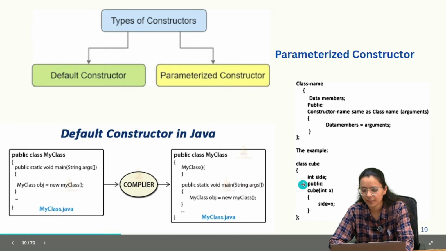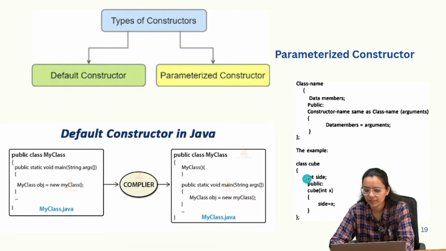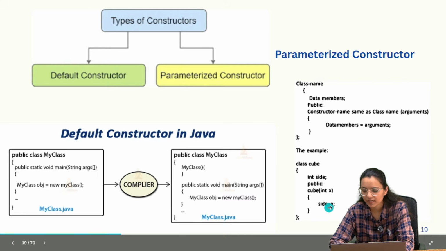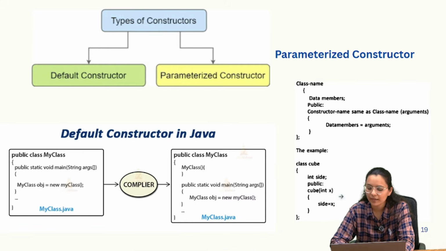So here we will write one example. Class Cube, curly bracket open, here we write int side, where int is the data type and side is the variable. Public Cube(int x), and here we will write side = x. So Cube(int x) is a parameterized constructor. When new Cube(1) is called, x becomes 1 and sets the value of side.